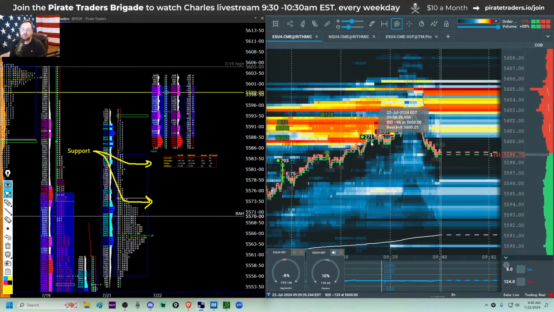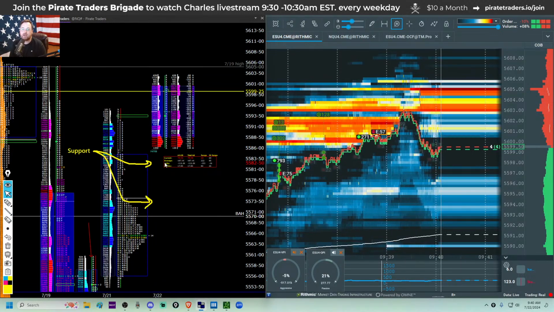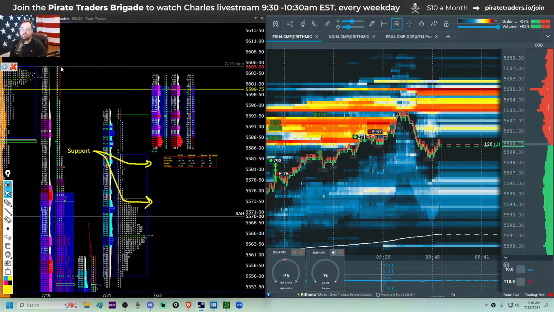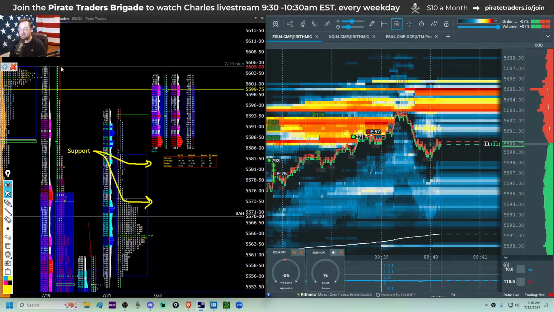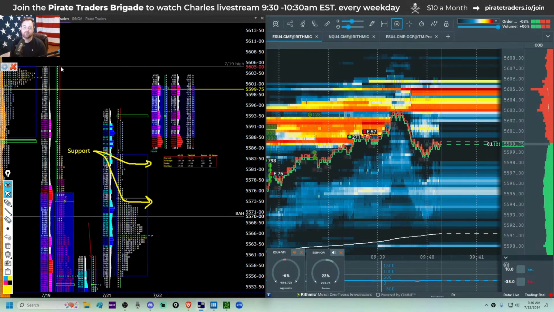Same thing for the ES here. Now I'm looking for support at the overnight high around 55.95 to try to test yesterday's high at 56.05. If they can make a higher high on the Q, there's no reason they can't do it on the ES.